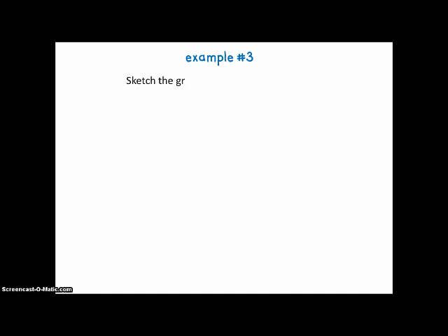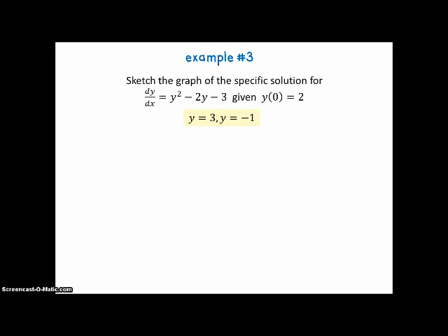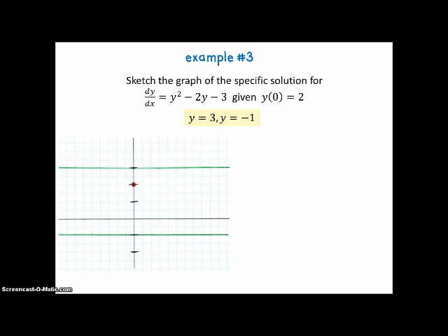Example 3. Sketch the graph of the specific solution for dy/dx equals the same function as the previous slide, given that y of 0 is 2. Okay? So the constant solutions, you recall from the previous example, were y equals 3 and y equals negative 1. So those separate the Cartesian plane into 3 sections where solutions may lie. And in this particular case, y of 0 is 2, so I put a point there.